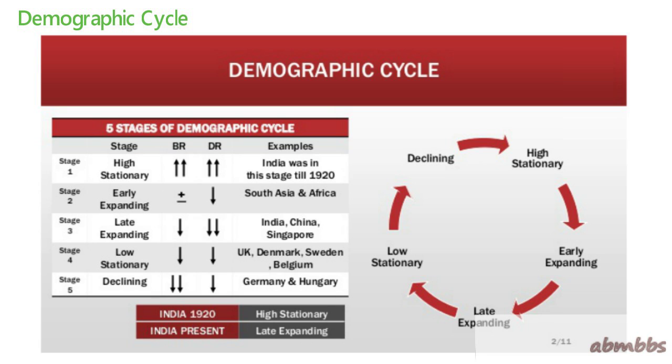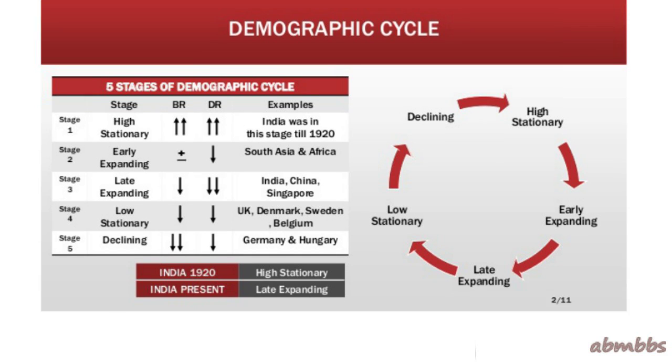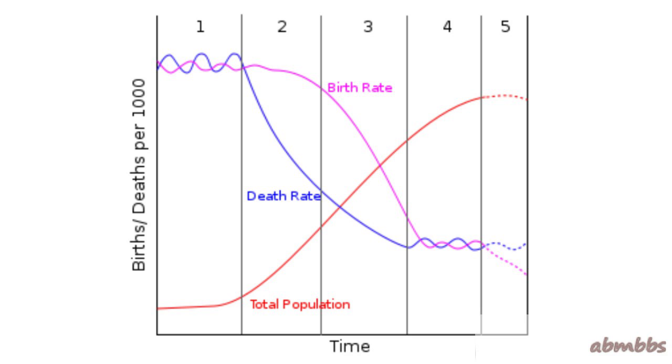Finally, there is the declining stage. Here the net population begins to decline because the birth rate is lower than the death rate. Germany and Hungary are currently in this stage. Next, we come to this graph. This is not given in Park, but I feel everybody should know this graph because it helps to understand the concept of demographic cycle better.